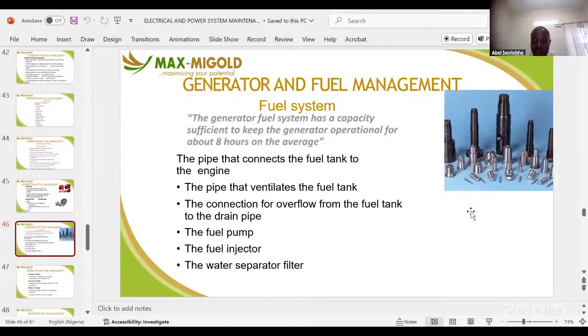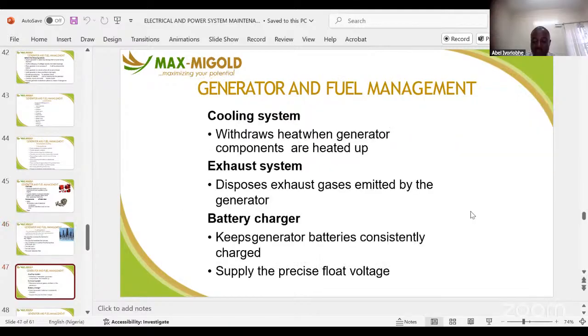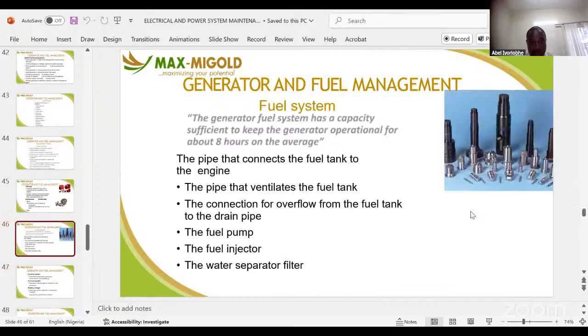So we have the fuel system: the diesel line, the diesel tank, and the water separator. We have the cooling system as well. This is the injector, and this is the pipe that connects the fuel tank to the engine. We have the pipe that ventilates the fuel. In your tank, you see an opening where a pipe comes up with a bent opening. That helps bring in fresh air as the tank is heating up. There is cross ventilation there.